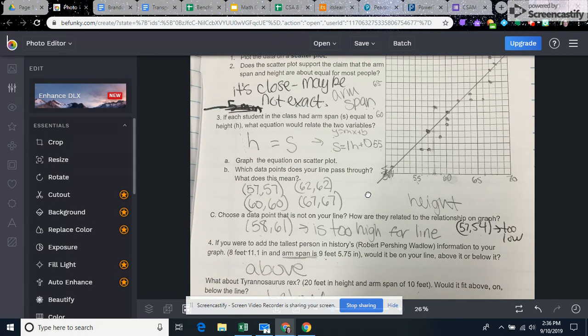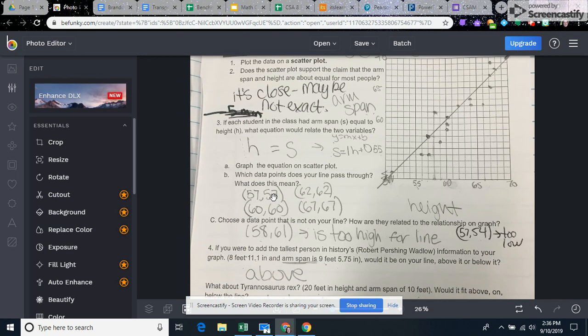Next, it says, which data points does your line pass through? It's going to pass through the same ones that we just talked about: 57, 57; 62, 62; 67, 67; and 60, 60. So it's the ones where h equals s. Those are the ones that our line passed through.